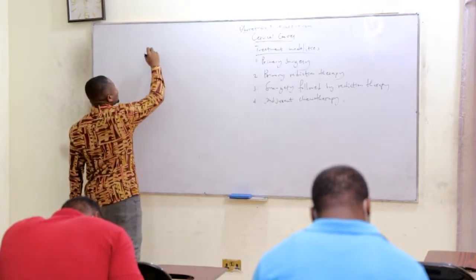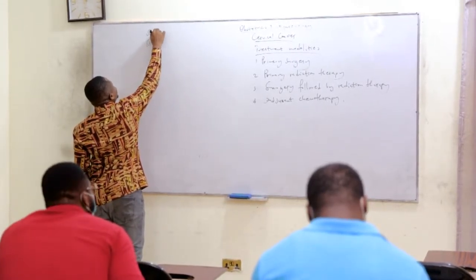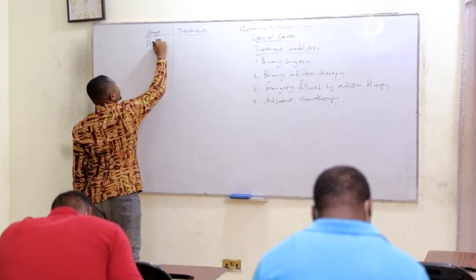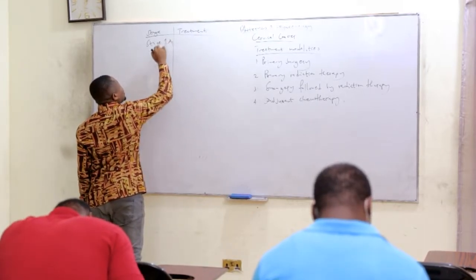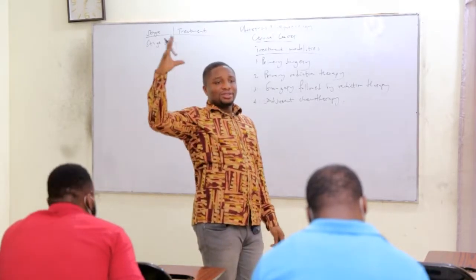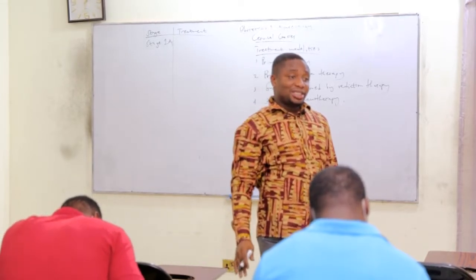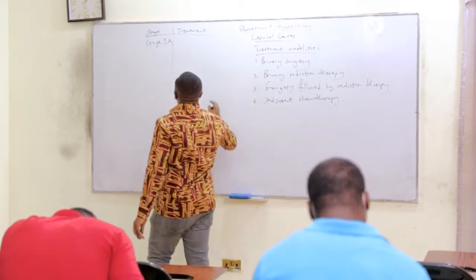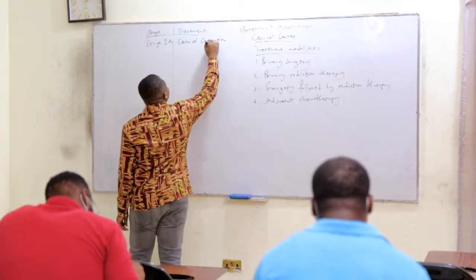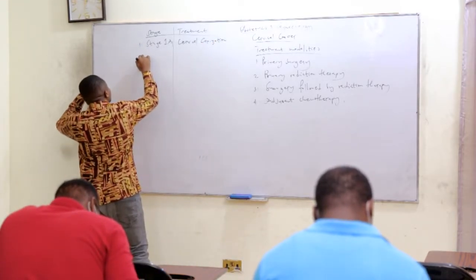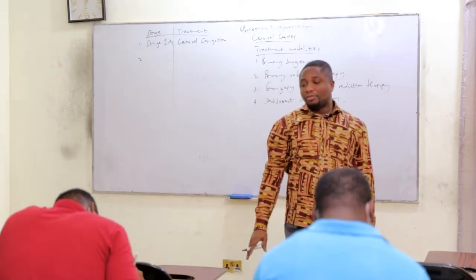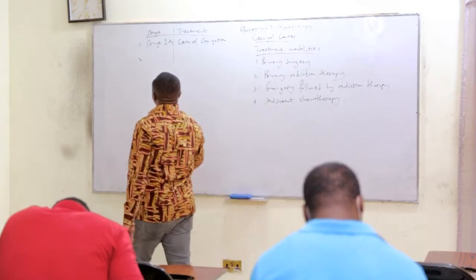So under this, we'll say that for stage 1, stage and what? Treatment. Stage 1A1. You know stage 1A1, I told you already. That's less than 3 millimeters of depth and less than or equal to 7 millimeters of extension. For this, you do cervical conization. Cervical conization. All right. Let's move on.